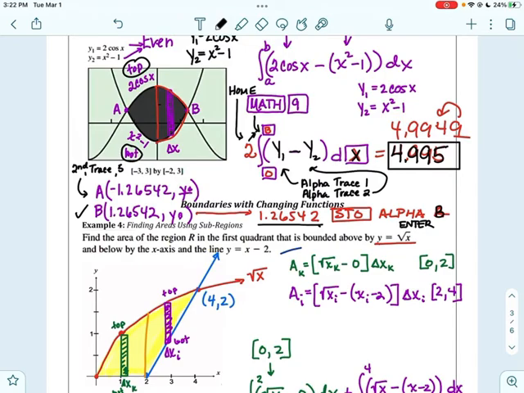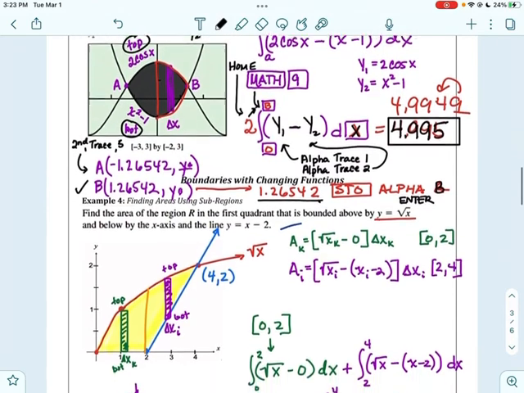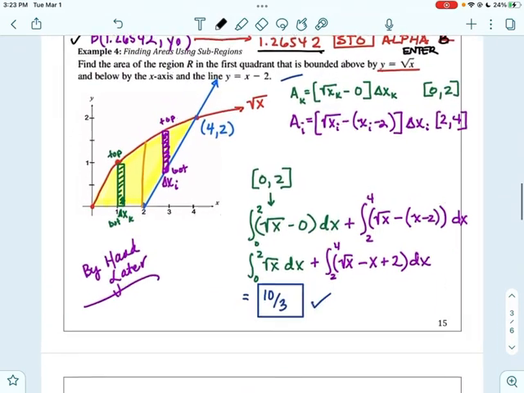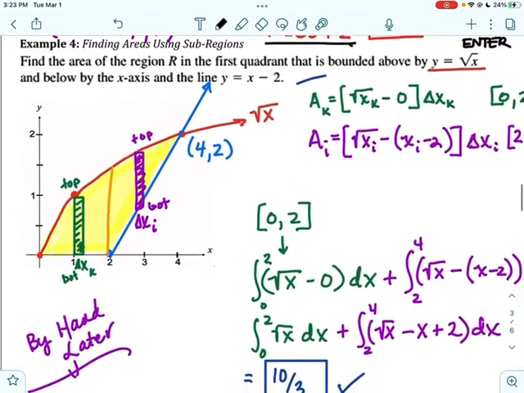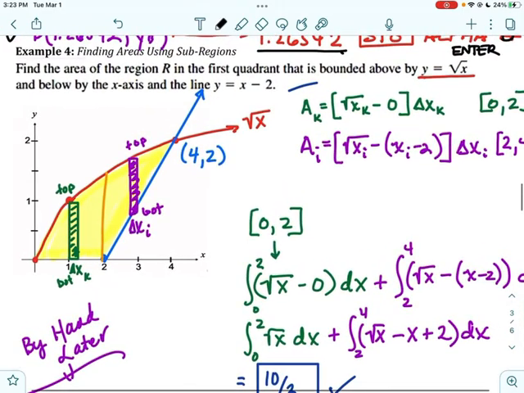All right, example 4, finding areas using subregions. In this one, we found the area of the region in the first quadrant that is bounded above by y is equal to the square root of x and below by the x-axis and the line y is equal to x minus 2. You had to have a little knowledge of functions here. We drew the square root of x, the red graph, and x minus 2, the blue graph. We found that they intersected at the point 4, 2.